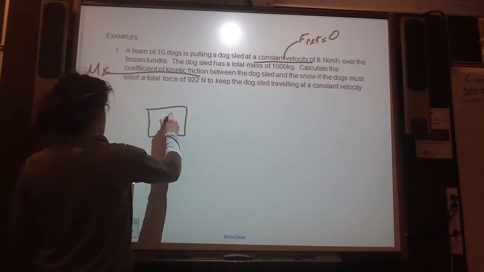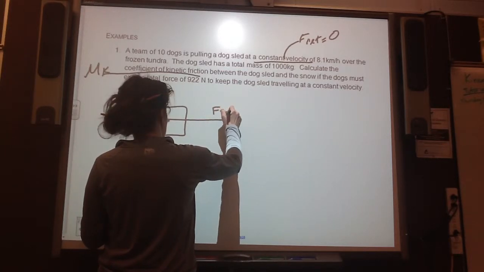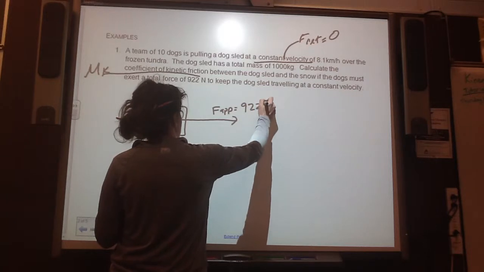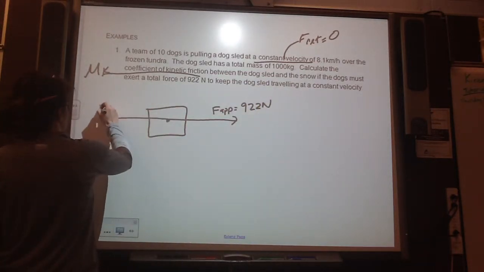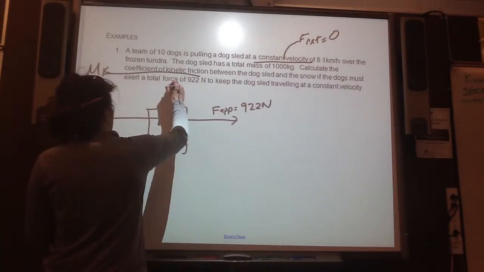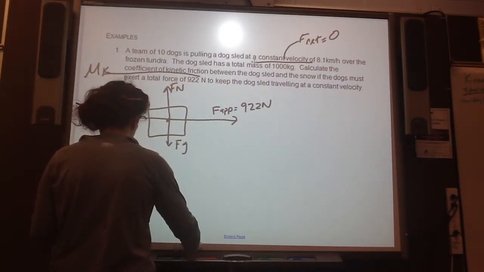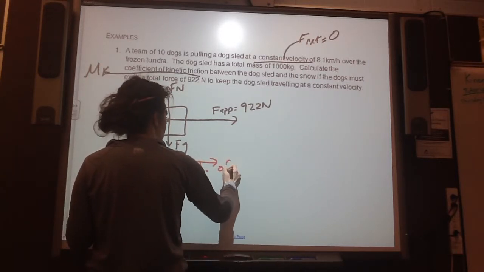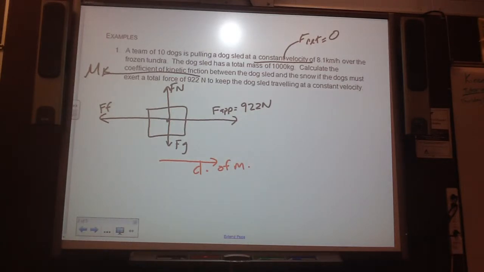So here's our dog sled. We know we have F app is 922 newtons. We'll have our FF as well. We have our FG and our FN. And let's also write in the direction. I'm just going to put D of M. What does that stand for? Direction of motion.